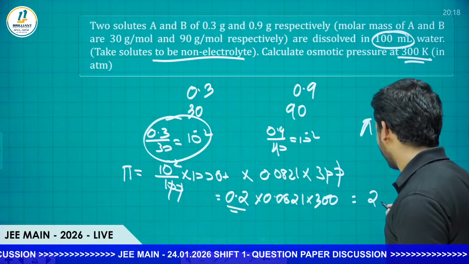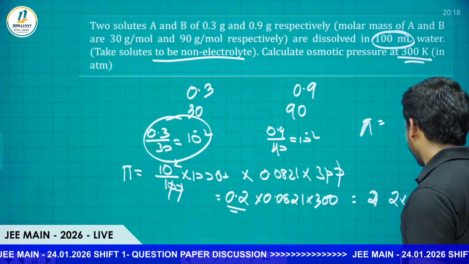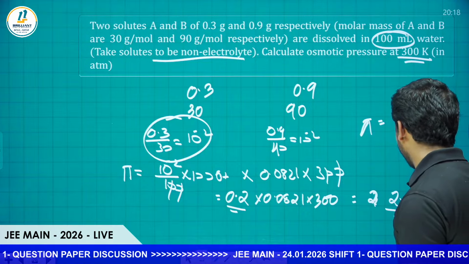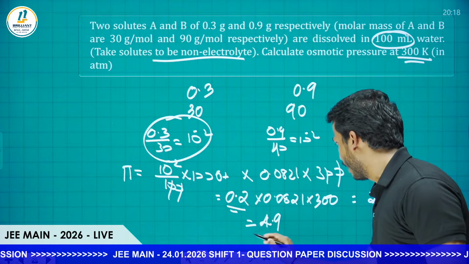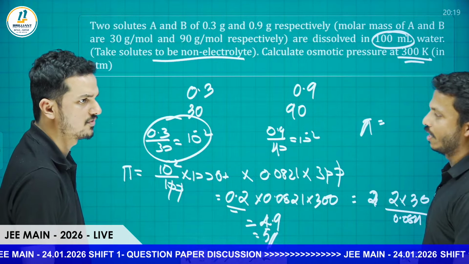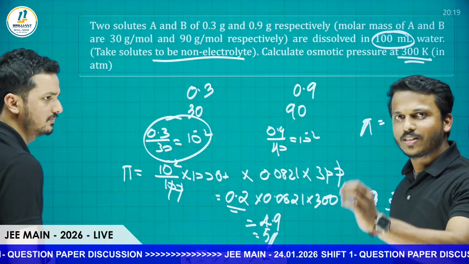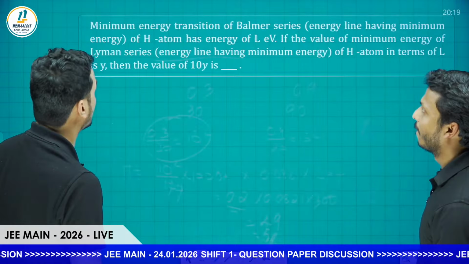So it will be 230 divided by 0.0821. So ultimately you will get 4.926. 4.9, that means approximately 5. Take it, the nearest integer. Yeah, the nearest integer 5 will come. Right. Okay. So same question, same area, both are colligative property related. You can go to the next one, sir.